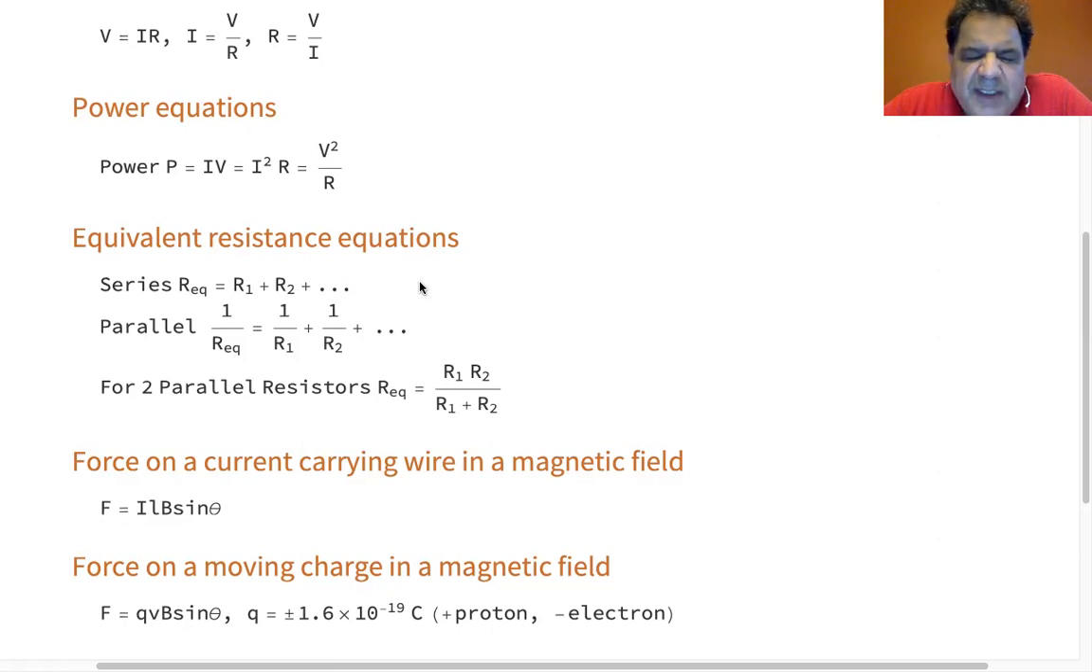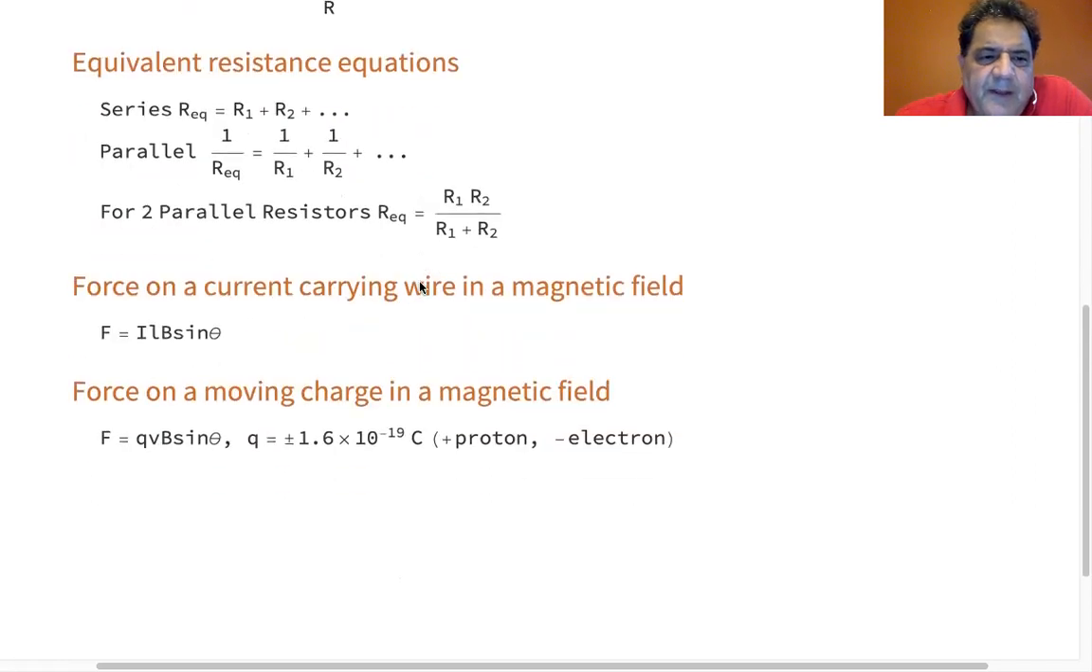1 over R3. Let me repeat that. The 1 over the equivalent resistance is 1 over R1 plus 1 over R2 plus as many resistors as you have. Now, if you only have two resistors in parallel, you can use the shortcut where R equivalent is equal to R1 R2 divided by R1 plus R2.